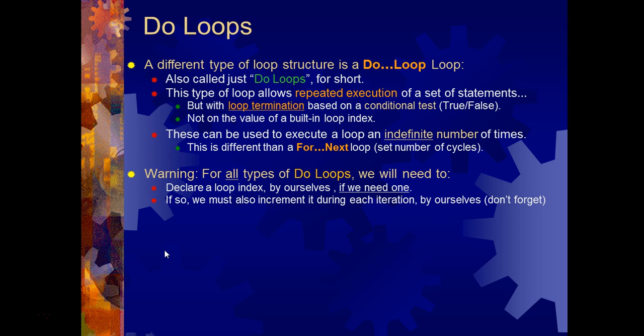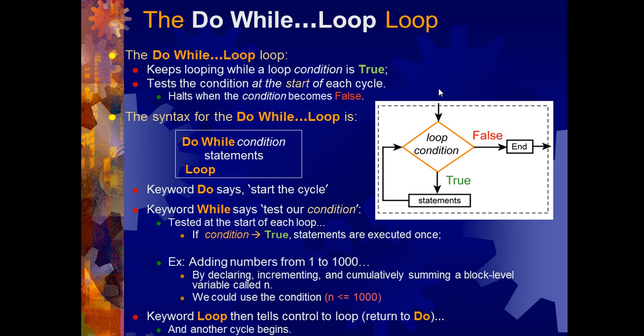So we just saw that do loop. So he says do loops. A different type of loop structure is a do loop, instead of a for loop or for next loop, also called do loops for short. This type of loop allows repeated execution of a set of statements, but with loop termination, when do we stop? Based on a conditional test, true or false, right? In the example I gave you, it was true or false here.